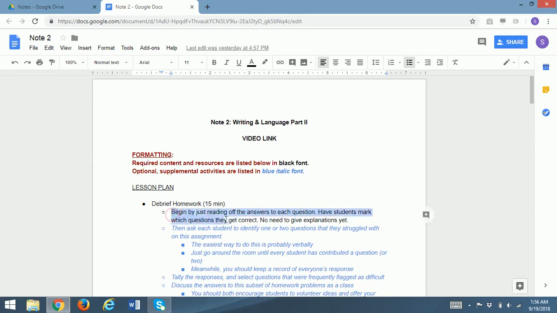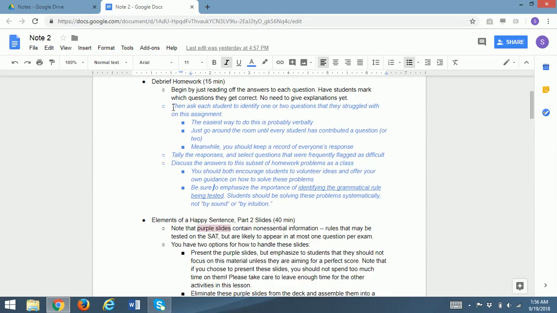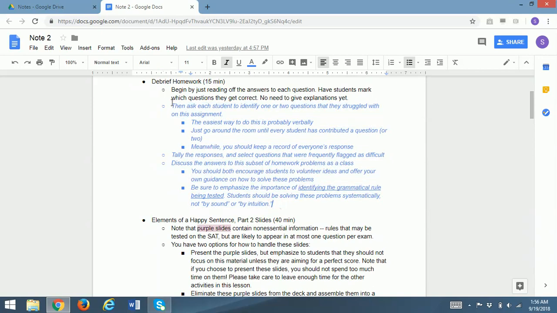So you want to begin here by just reading off the answers to each question. This might not even be necessary this year because the answers are in the back of the book. You could also just tell students to look in the back of the book. That's something I've done in the past. And then I've listed here in blue italics one suggestion for how you can go over the homework. You might want to do this, you might not. I'll go over what I've written here and then a couple other suggestions of things I've tried in the past.